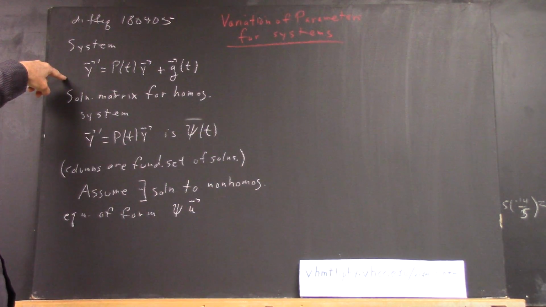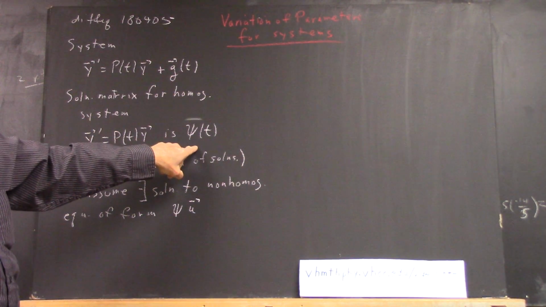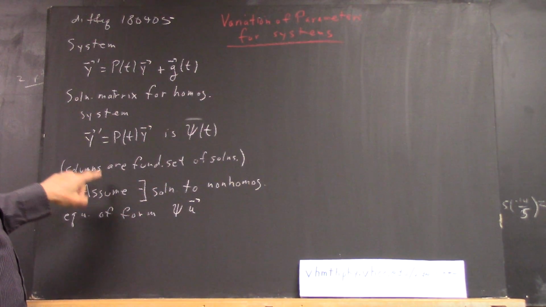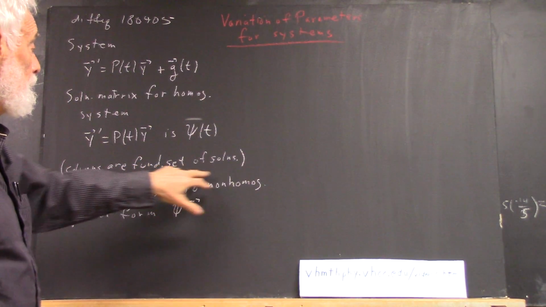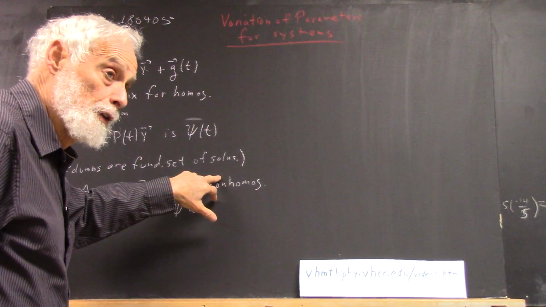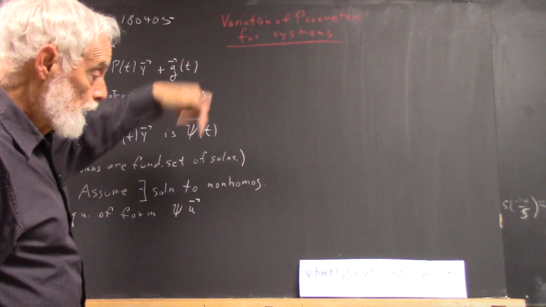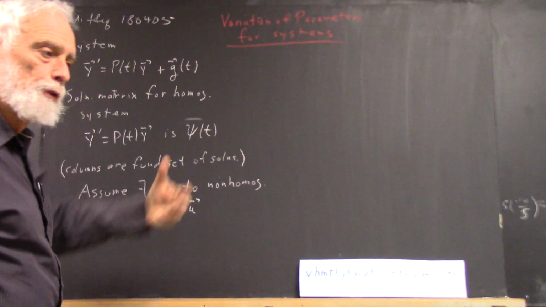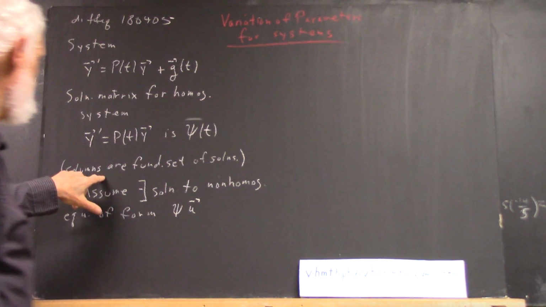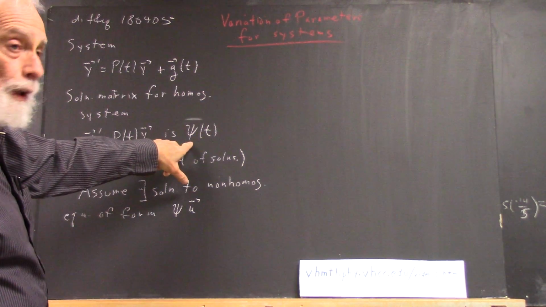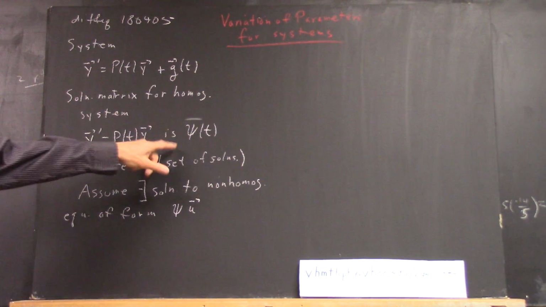We assume now, in this case, that we have a solution matrix for the system. A solution matrix is just the matrix psi whose columns consist of a fundamental set of solutions. So you solve the system, you get your vector solutions, and those solutions form the columns of the psi matrix. So that's the definition of the psi matrix, and we've used that previously, so we should be familiar with this.